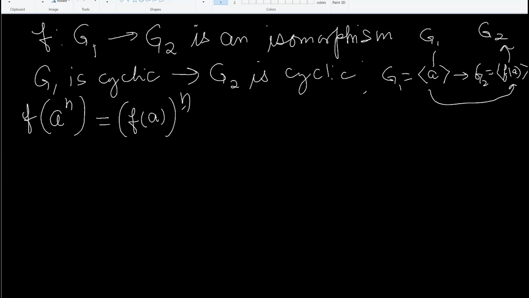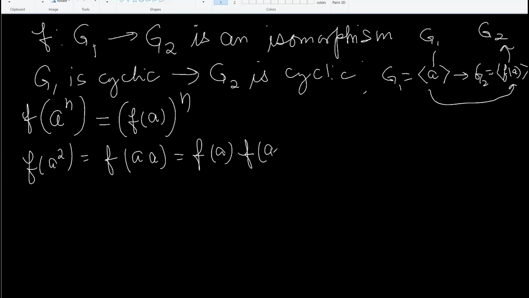Okay, so you know this, if I have f(a^2), that's no big deal because this is f(a) times f(a). Now I'm not distinguishing between the symbols for the two groups. This is a property that it respects the operations. So we have this as f(a)^2, and we can continue in this manner. But just to fulfill the logical requirement, let's go by induction.